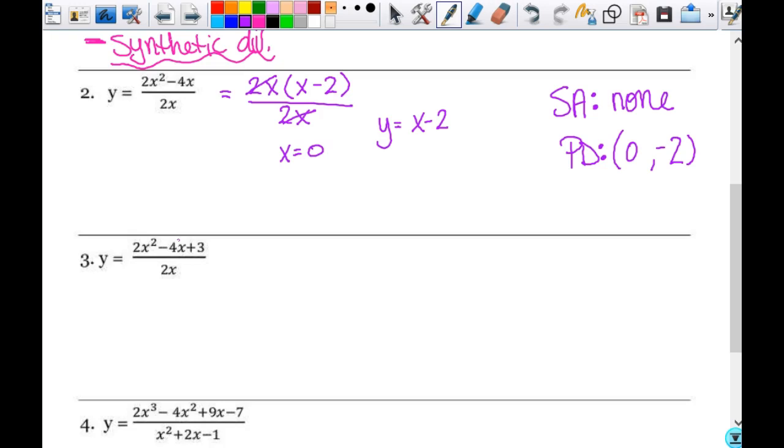I could do long division, but this is really kind of short division, which is like a shortcut, when the denominator is a monomial, like here. We know what that means, right? One term. Okay. You could do short division.